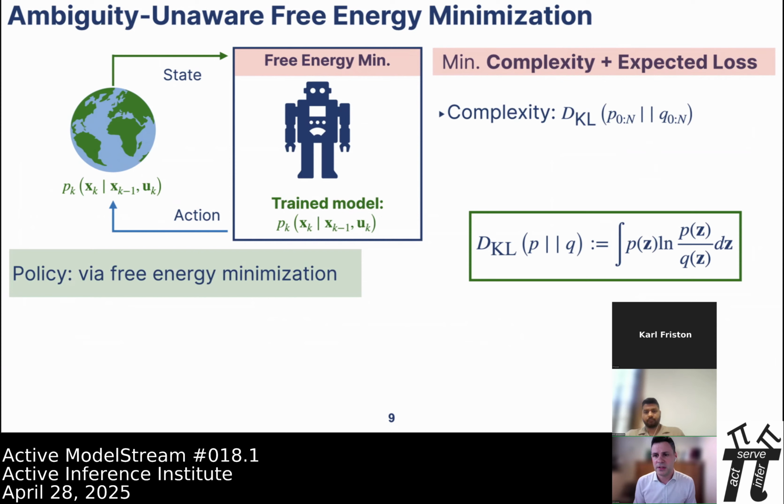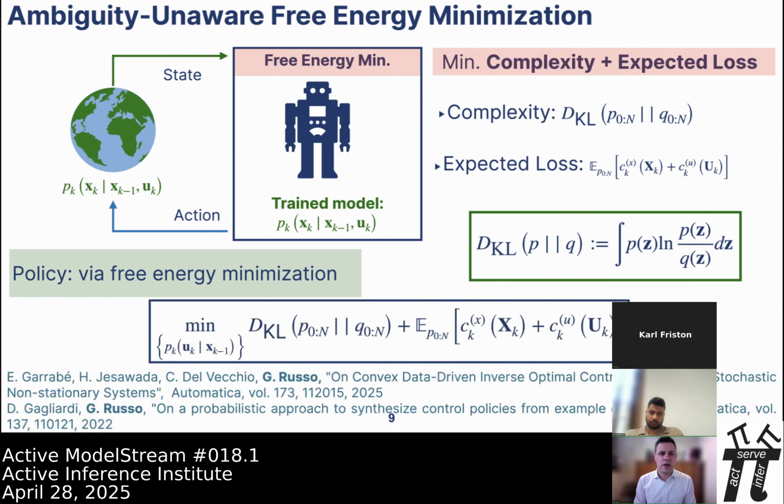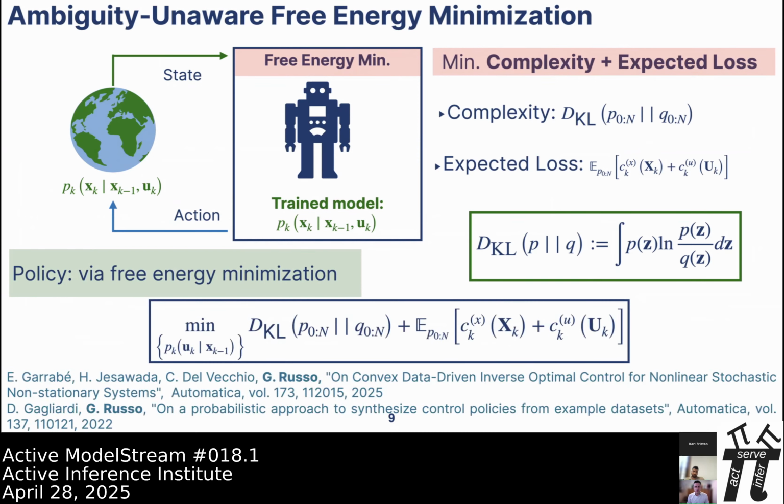So we have this complexity term that quantifies how far the closed loop system P0n is from the generative model. So it is a sort of an error term. And then there is an expected loss. Well, the expected loss is just the expectation over the closed loop behavior, P0n, of the summation between the state and the action costs.